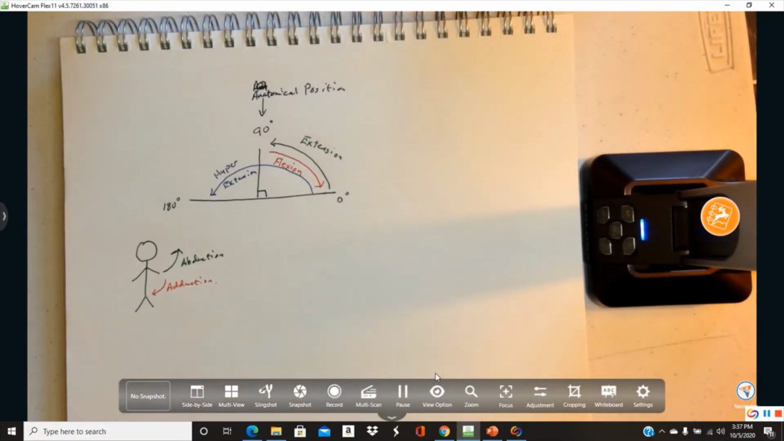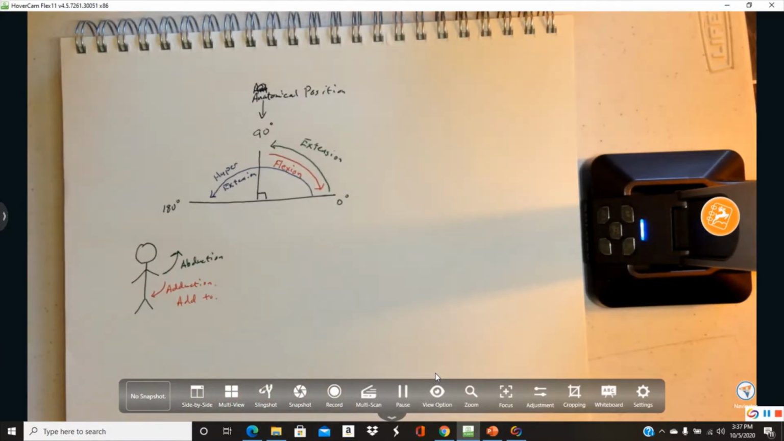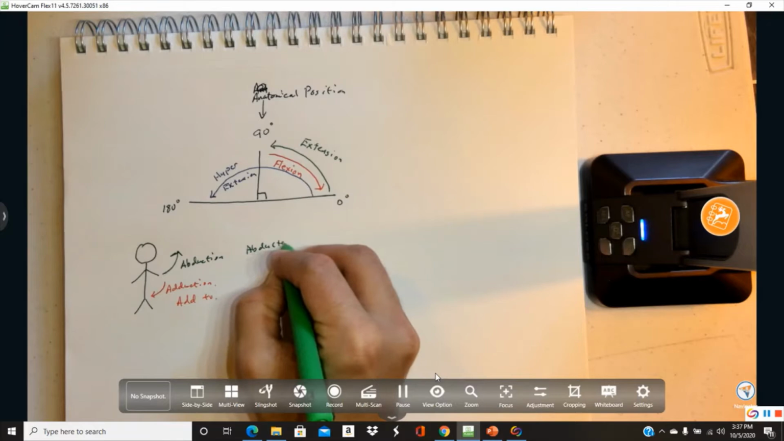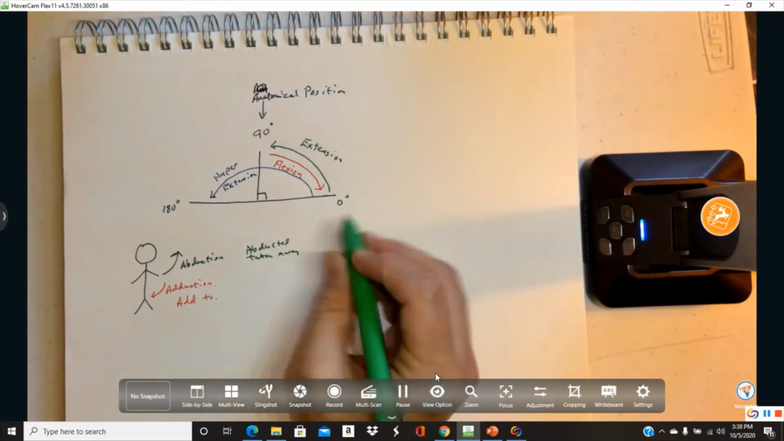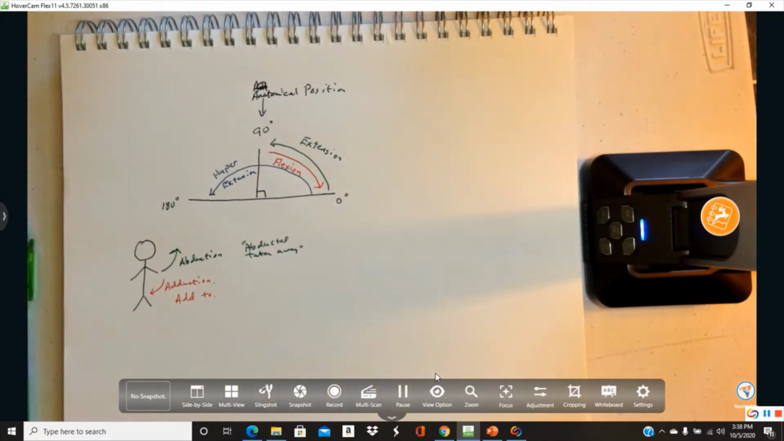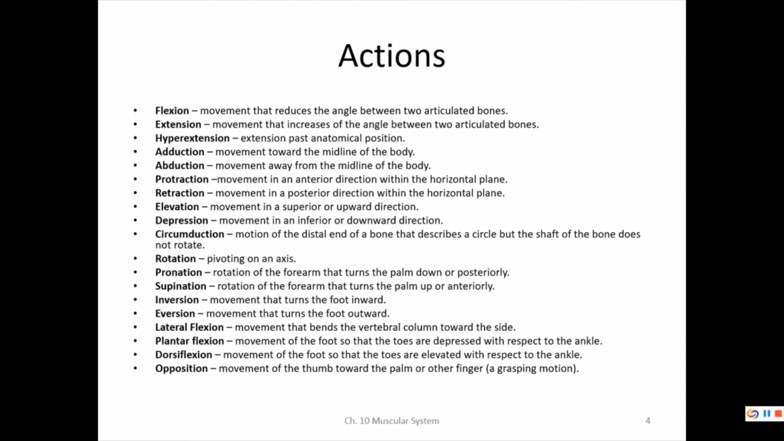Think add to. Now, what happens when someone gets abducted? They are taken away. When someone has been abducted, you are taking them away. So what we are dealing with here is that adduction is movement towards the midline, and abduction is movement away from the midline.